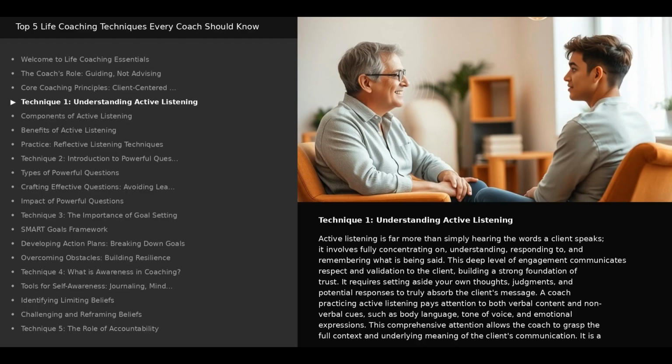It requires setting aside your own thoughts, judgments, and potential responses to truly absorb the client's message. A coach practicing active listening pays attention to both verbal content and non-verbal cues, such as body language, tone of voice, and emotional expressions. This comprehensive attention allows the coach to grasp the full context and underlying meaning of the client's communication. It is a cornerstone of effective coaching, enabling deeper insights and more meaningful interactions.